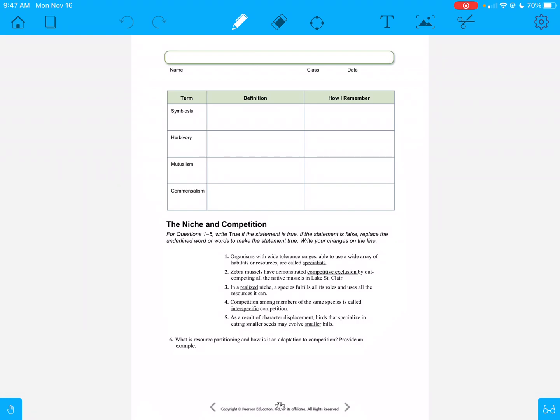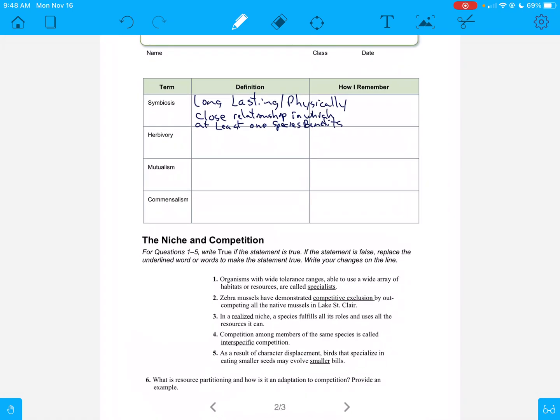So we're going to put down long-lasting, physically close relationship in which at least one species benefits. Okay, so we're not sure which one's going to benefit.